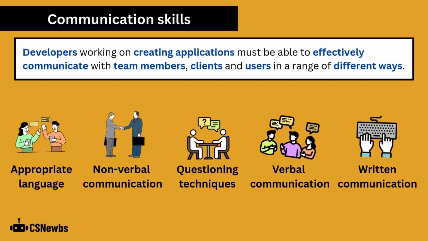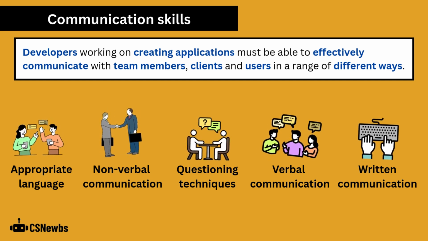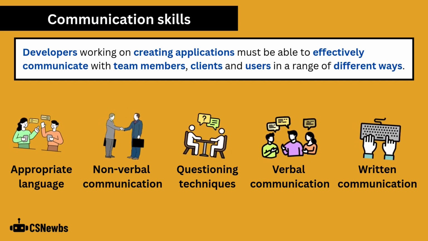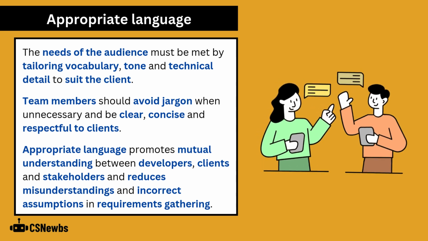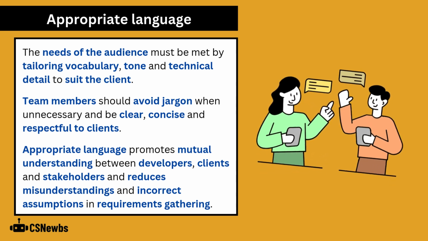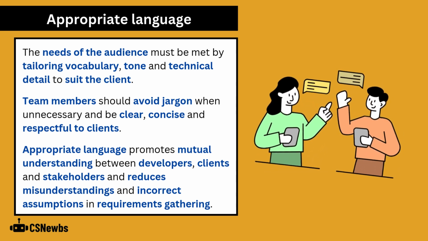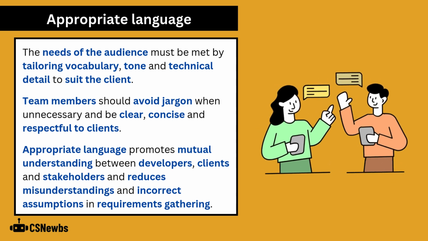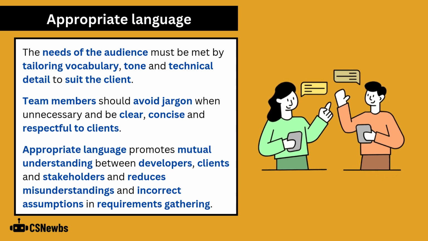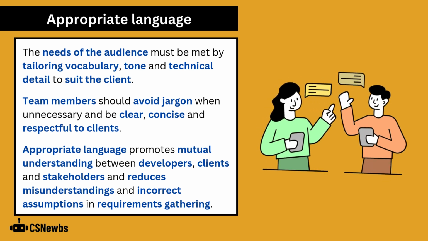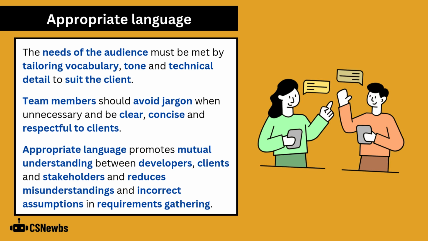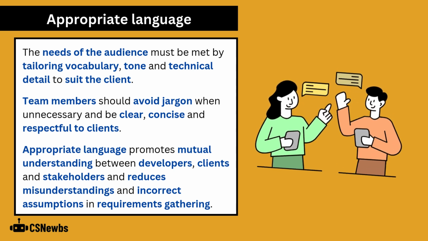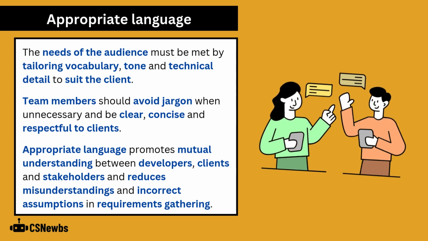Developers working on creating applications must be able to effectively communicate with team members, clients, and users in a range of different ways. The first communication skill is appropriate language. The needs of the audience must be met by tailoring vocabulary, tone, and technical detail to suit the client. Team members should avoid jargon when unnecessary and be clear, concise, and respectful to clients. Appropriate language promotes mutual understanding between developers, clients, and stakeholders, and reduces misunderstandings and incorrect assumptions in requirements gathering.